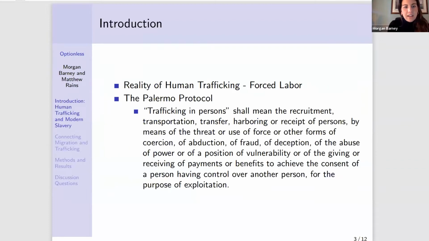So getting started, we know that through previous research and the establishment of the Palermo Protocol, human trafficking and forced labor are a lot of times intertwined and even mistaken for one another. With the establishment of the Palermo Protocol, we were given a common definition of what exactly trafficking in persons meant in 2000. I'm not going to belabor everyone with this really long definition, but this is where we start with our baseline of what we mean by human trafficking.